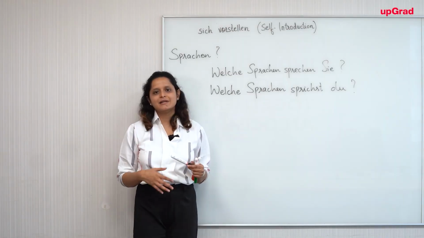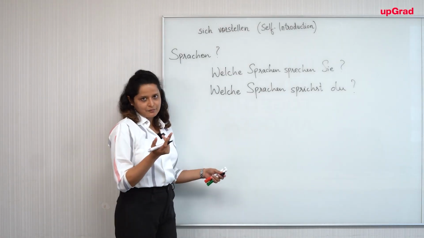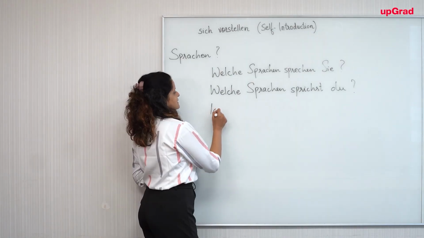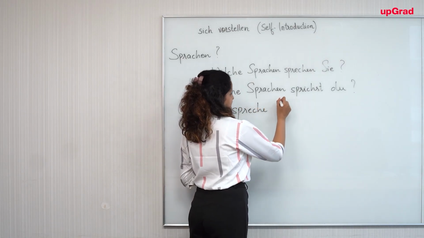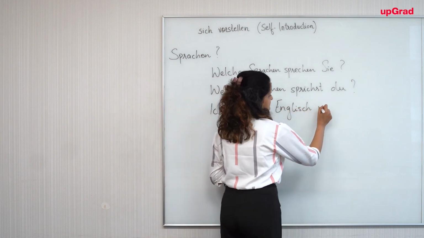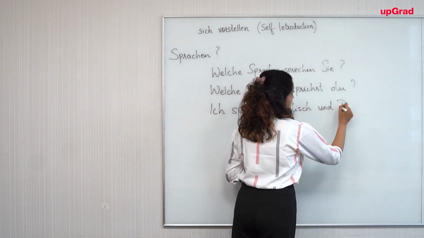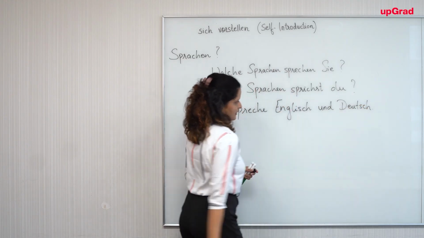Here you can include as many languages as you speak. So we will just take two languages for example here. So let's say the answer becomes: Ich spreche Englisch und Deutsch. Okay.